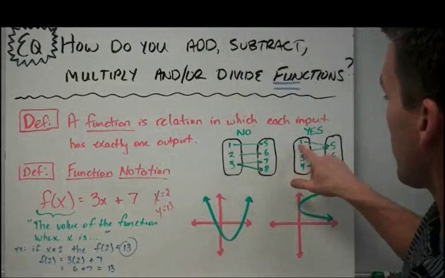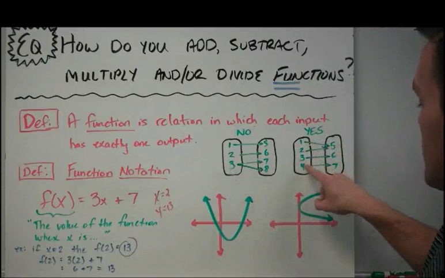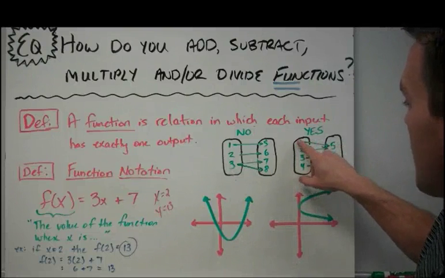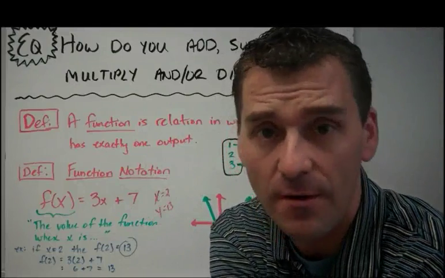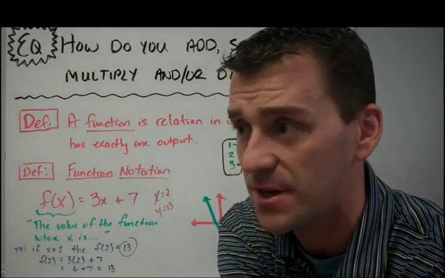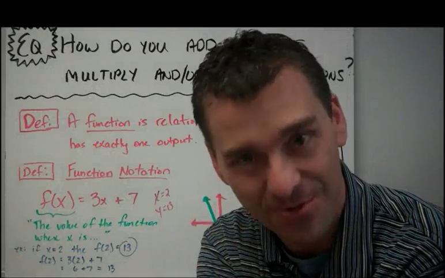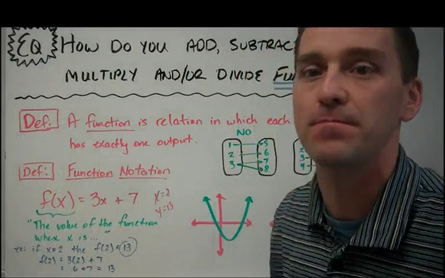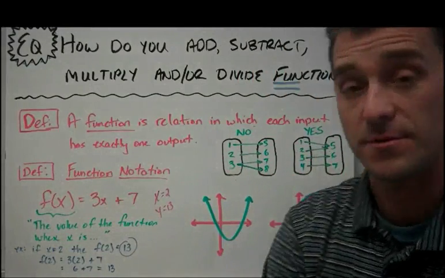However, this over here is good. 1's being mapped to 5, 2's being mapped to 5, 3's going to 6, 4's going to 7. This example here with 1 and 2, it's like everybody in this school. Everybody comes from a different place, a different house, a different section of town, but we all come together at the same spot. That's still okay, because each person is being mapped to one output. Each input is being mapped to one output. So that was a function.